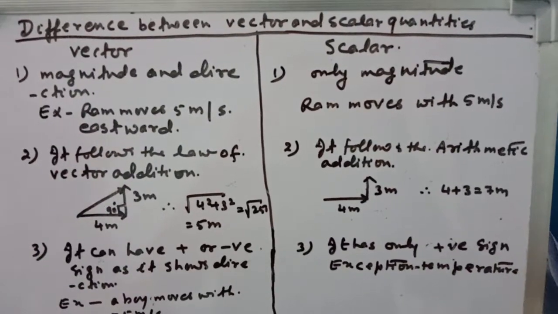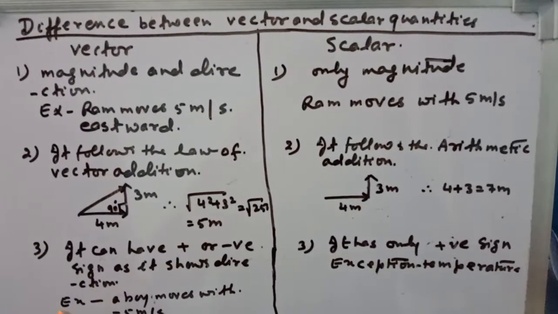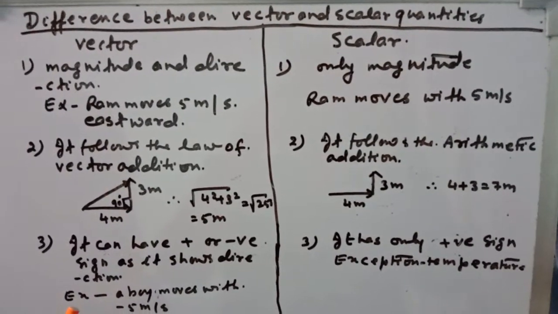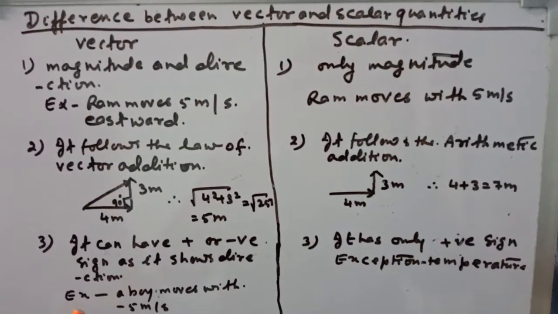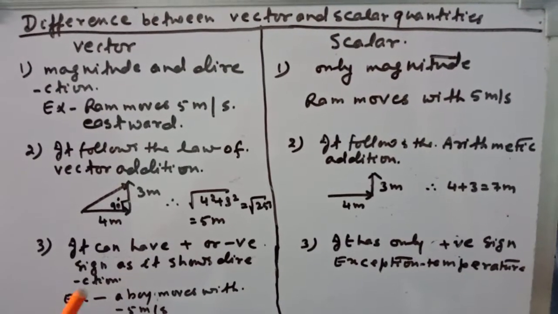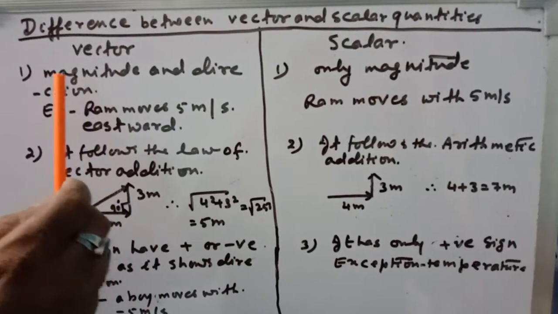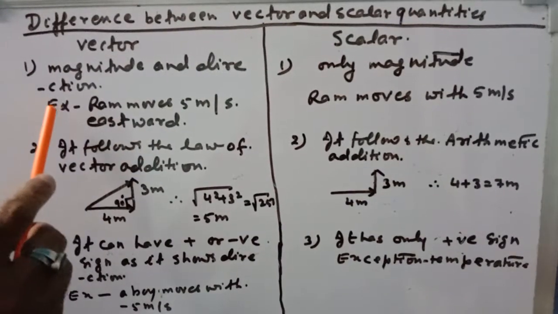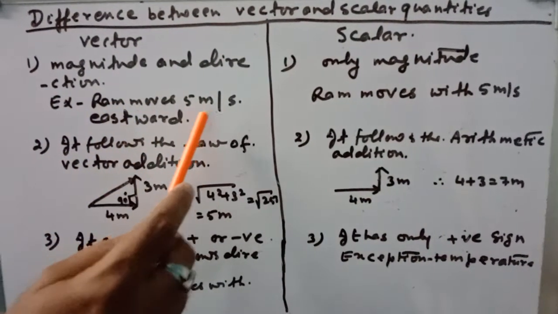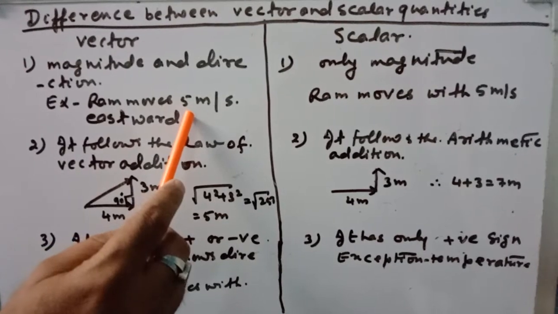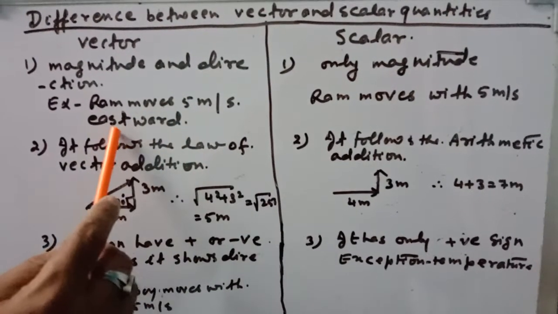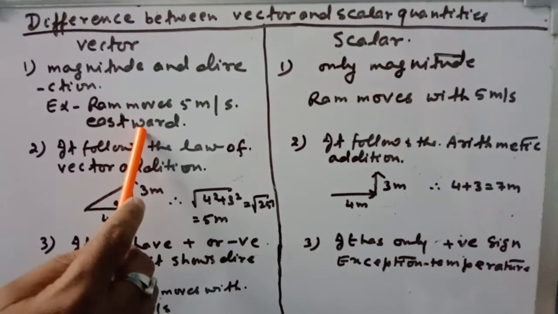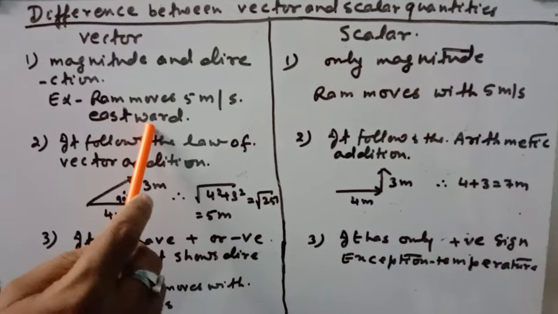Yes, dear students, in this video we will summarize the difference between vector and scalar quantities, because we have already seen vector and scalar quantities, and I have given examples in the previous video. Now come to vector quantity. Earlier we saw in the definition that it has magnitude and direction. For example, Ram moves 5 meter per second eastward. Here the magnitude is 5 meter per second, and the direction is eastward. Therefore it becomes velocity, and I already told that velocity is a vector quantity.